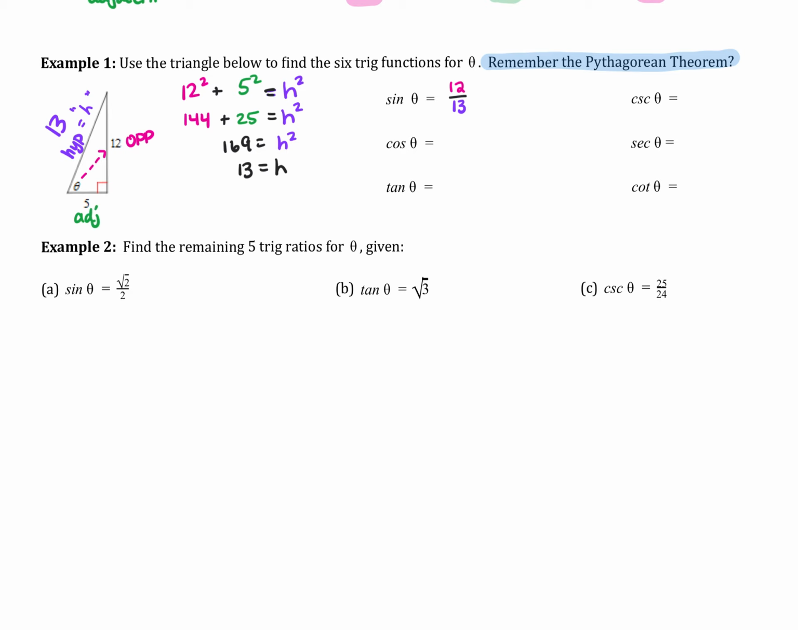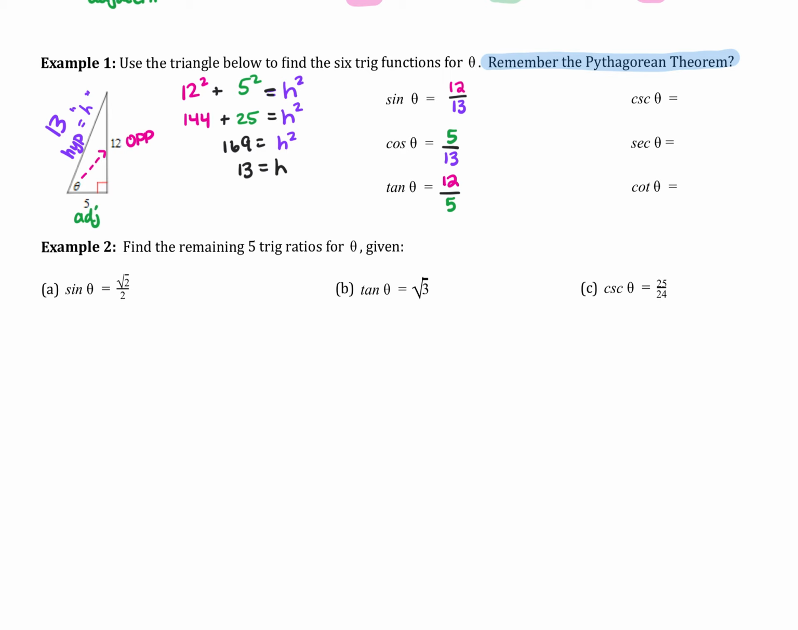Next up, cosine. So cosine is the adjacent side over the hypotenuse. So that's going to be 5 over 13. Tangent is our opposite over adjacent. So that's going to be 12 over 5. And we've got our first 3 trig ratios written.